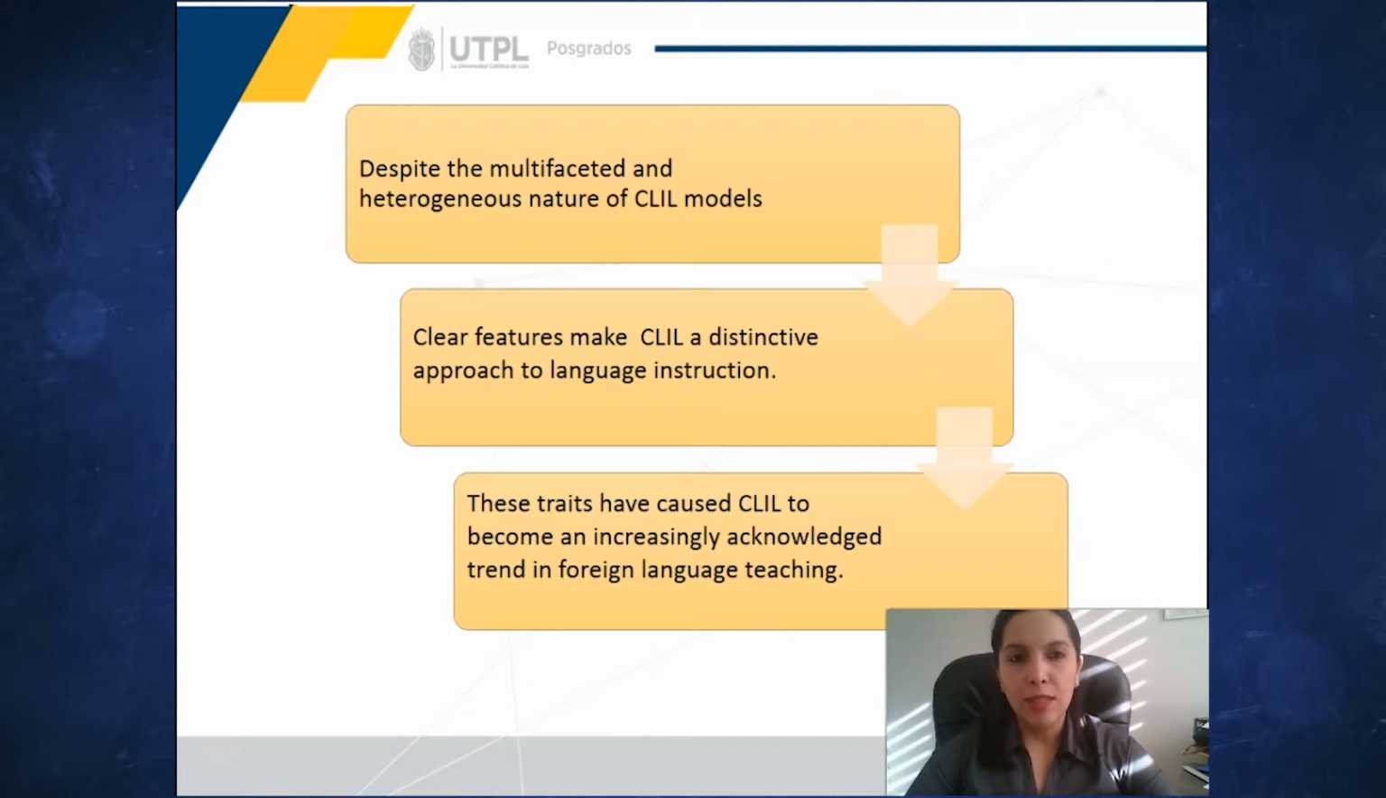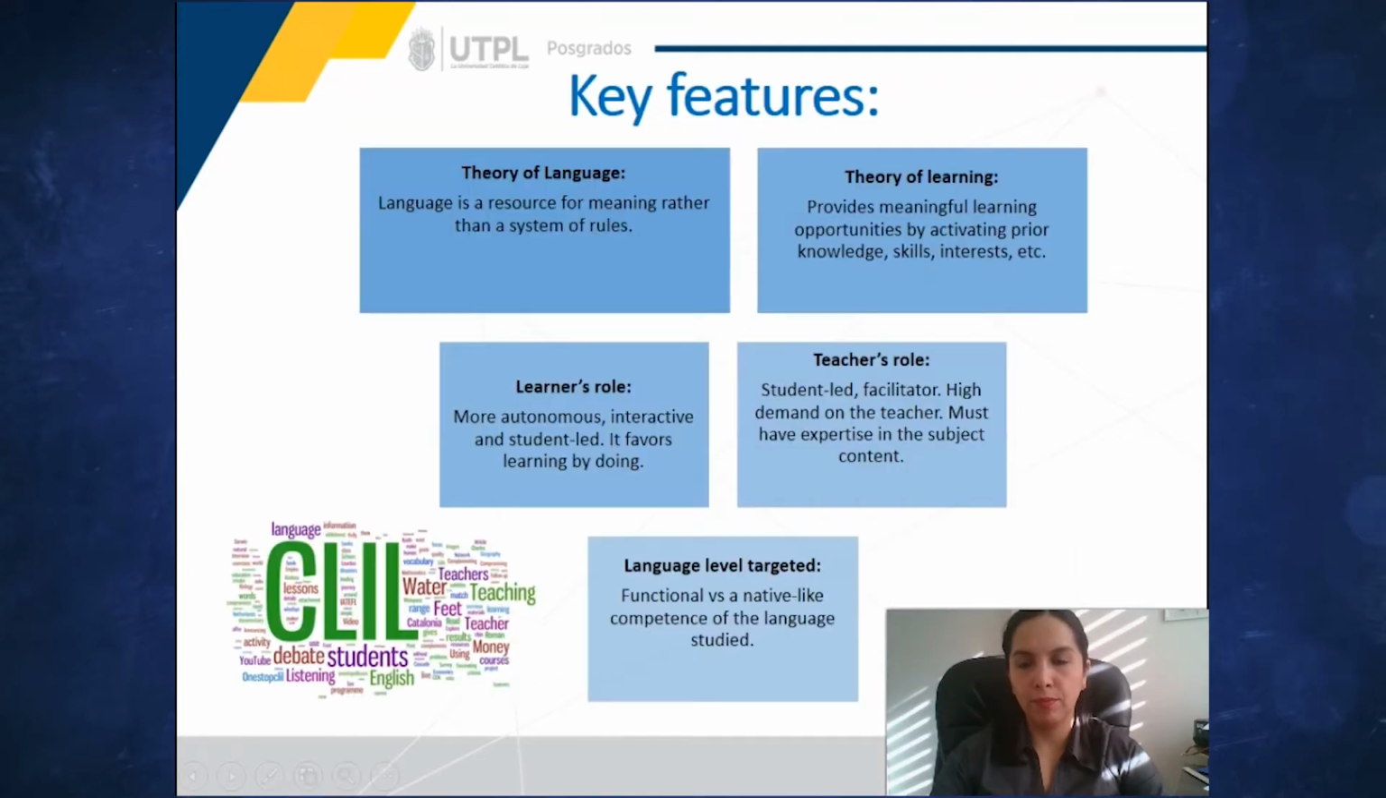Despite the different and diverse natures of CLIL models, there are some clear-cut features which make it a distinctive approach to language construction. These core traits, which differentiate it from, for example, immersion education, have caused CLIL to become an increasingly acknowledged trend in foreign language teaching rather than a simple branch of other types of bilingual programs. There are several features of CLIL.